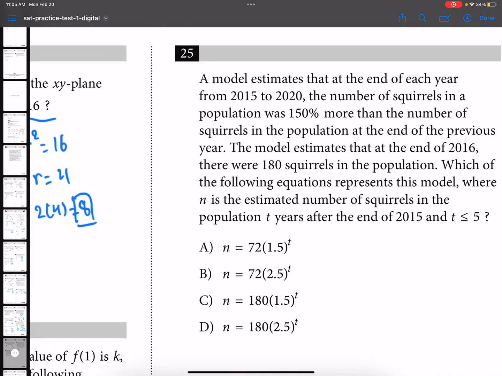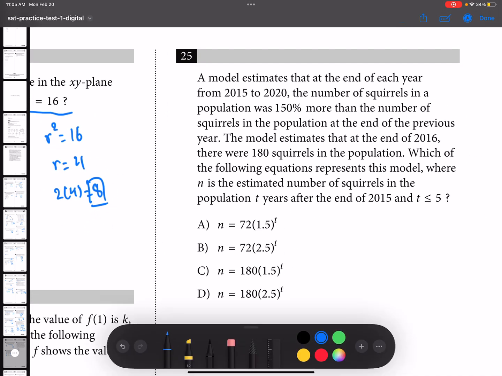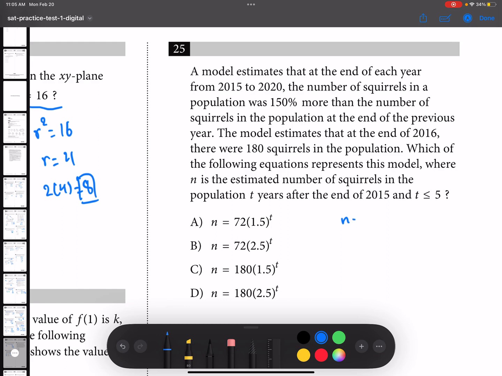All right, 25. The model estimates the end of each year from 2015 to 2020. The number of squirrels in a population is 150% more than the number of squirrels in the population. Okay. So for 25, what I'm going to do here, I'm going to write out this equation: N is equal to A(1 + P/100)^T. The reason I'm writing this is based off the information given here, based off percentage of 150%. And now I can start substituting values in here.